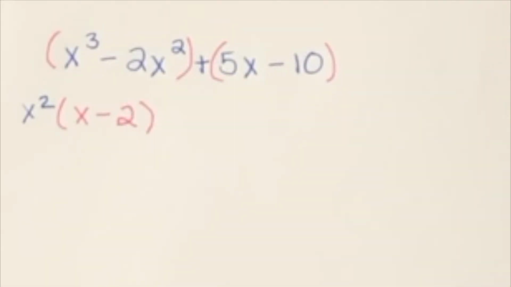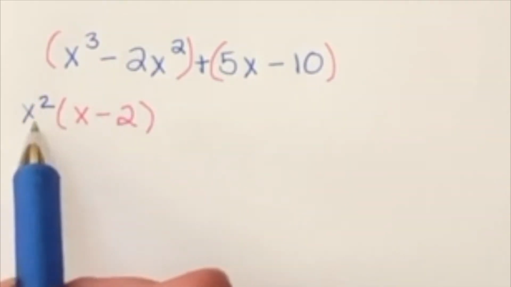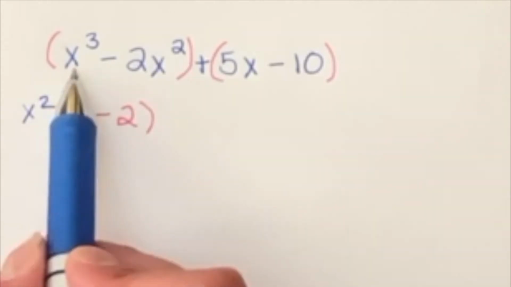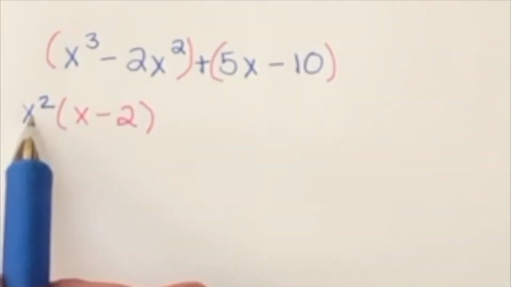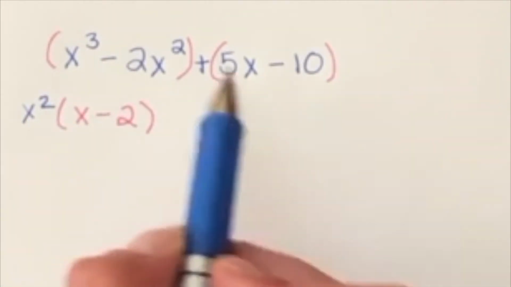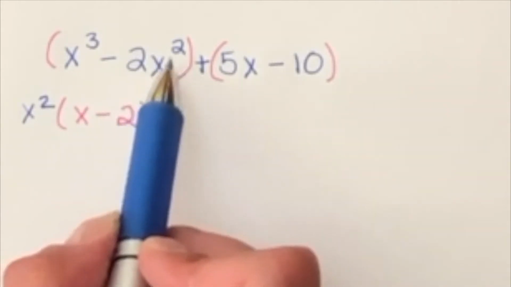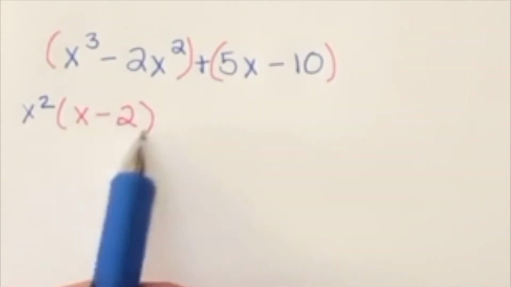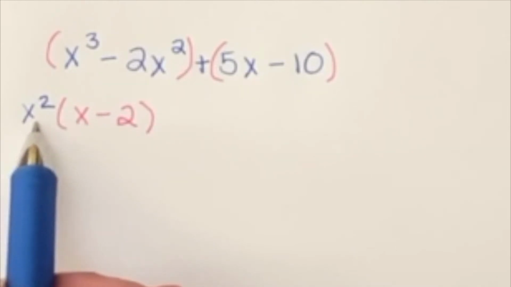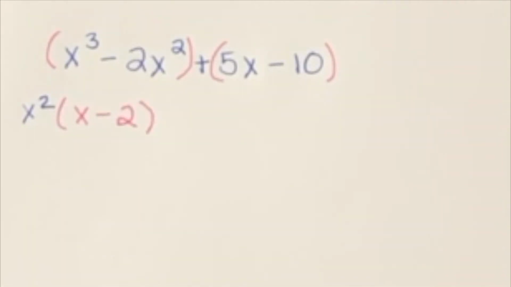Now you might be wondering, how did I get that? Well, x squared times x is going to get me x cubed. X squared times negative 2 would get me my negative 2x squared. Okay, this is what's left over after I pull out the GCF from each of these terms.